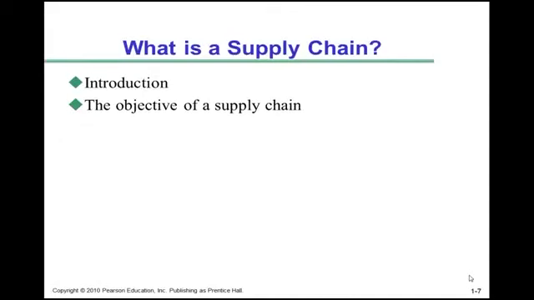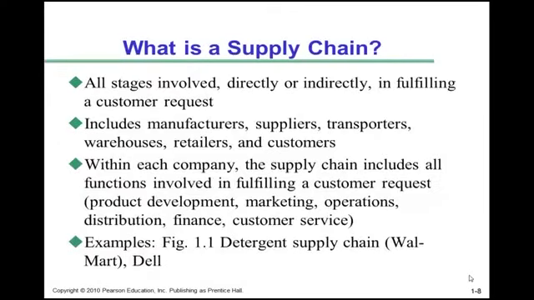What is a supply chain? A supply chain consists of all parties involved, either directly or indirectly, in fulfilling a customer request. The supply chain includes not only the manufacturers and suppliers, but also transporters, warehouses, retailers, and even customers themselves.